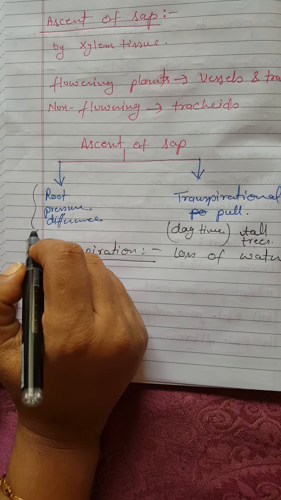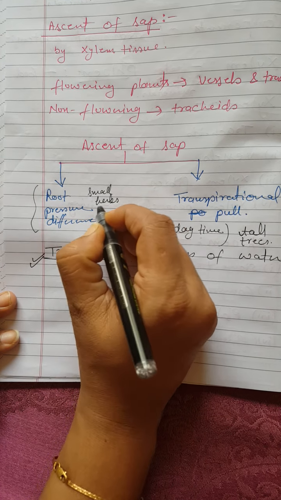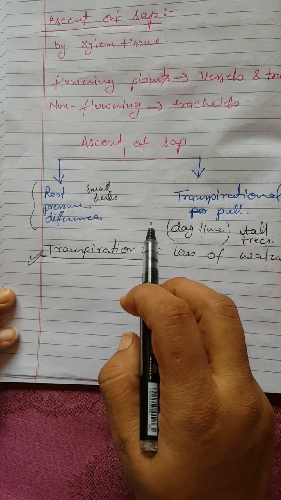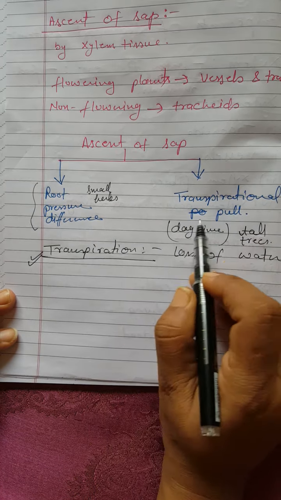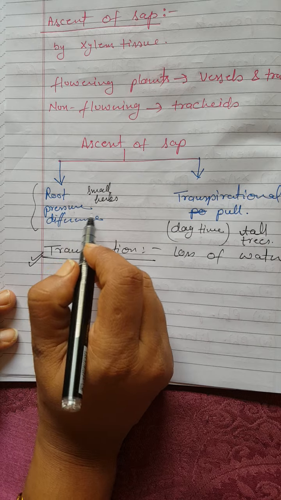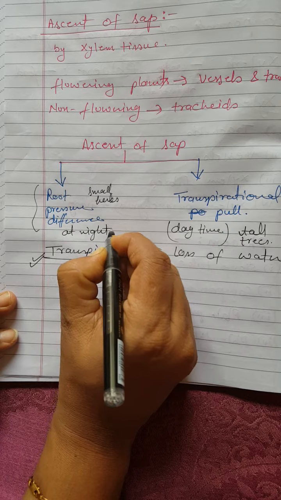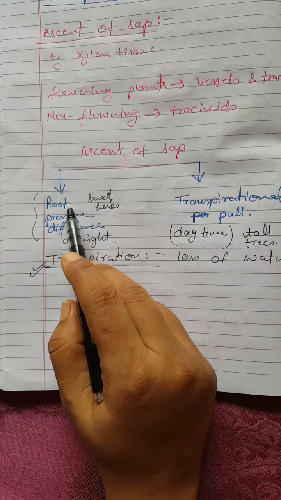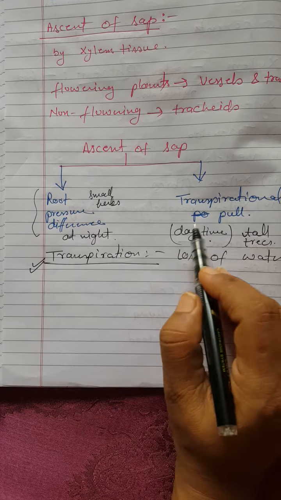There is root pressure difference generally in small herbs. The major process in ascent of sap during daytime is transpirational pull, but at night time the main driving force is the root pressure difference. I repeat once again, at night the main driving force for ascent of sap is root pressure difference. At daytime the main driving force is the transpirational pull.